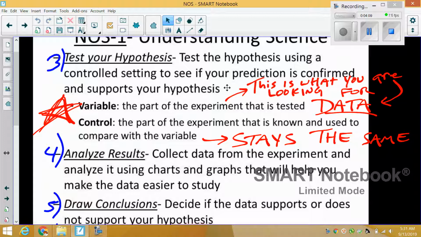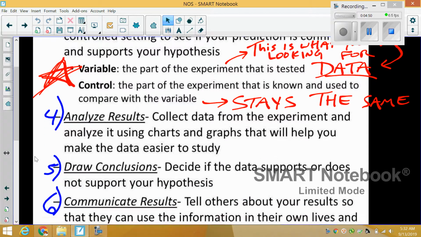Now, when we talk about something called a control, there are different ways to think about it, but one of the best ways is that controls are things that you keep the same. So in our reaction time lab, some things that we controlled were how we did the test. We did the test the exact same way for everybody. So that's why it stays the same. You want to make sure you're controlling as many variables as possible in a scientific experiment. You want the experiment to be the same every single time. That's a very important part of testing your hypothesis.